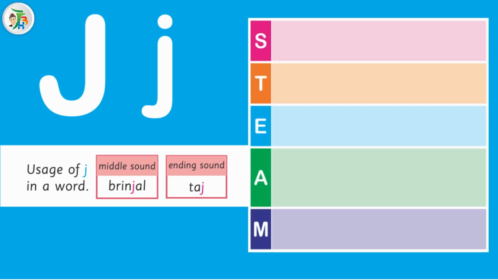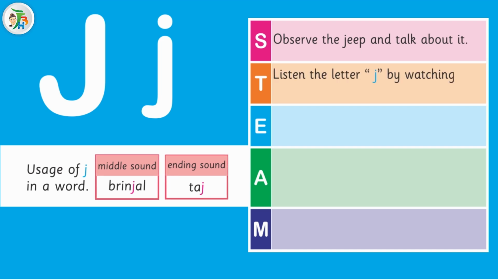STEAM activities. S. Observe the jeep and talk about it. T. Listen to the letter J by watching a video. E. Make up a jet with paper sheet.